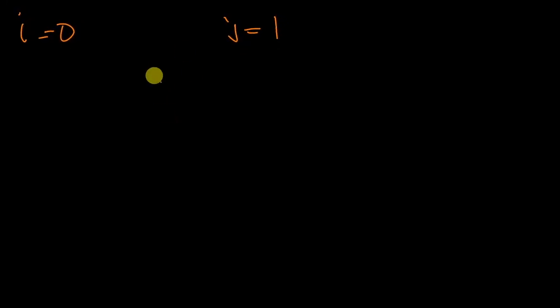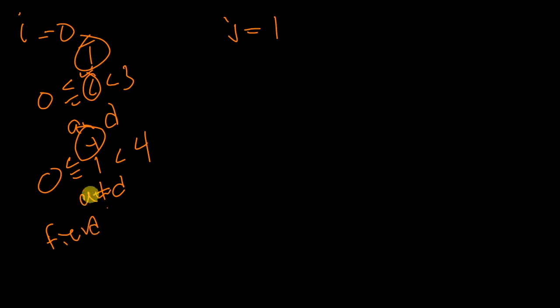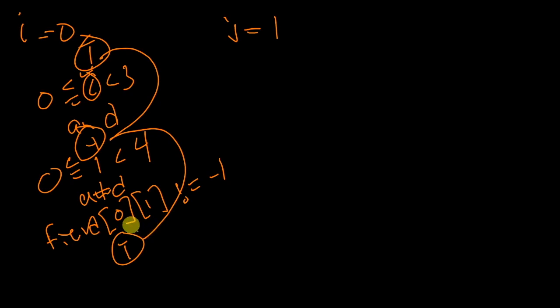So we saw before that we have 0 is greater than or equal to 0. That's true. And it's less than 3. So I have a true for my first. And 1 is greater than or equal to 0. That's true. And it's less than 4. Sweet. And the field at 0, 1 does not equal a bomb. I got a true. So now I got true, true, true. So then we can go to the next line of code.